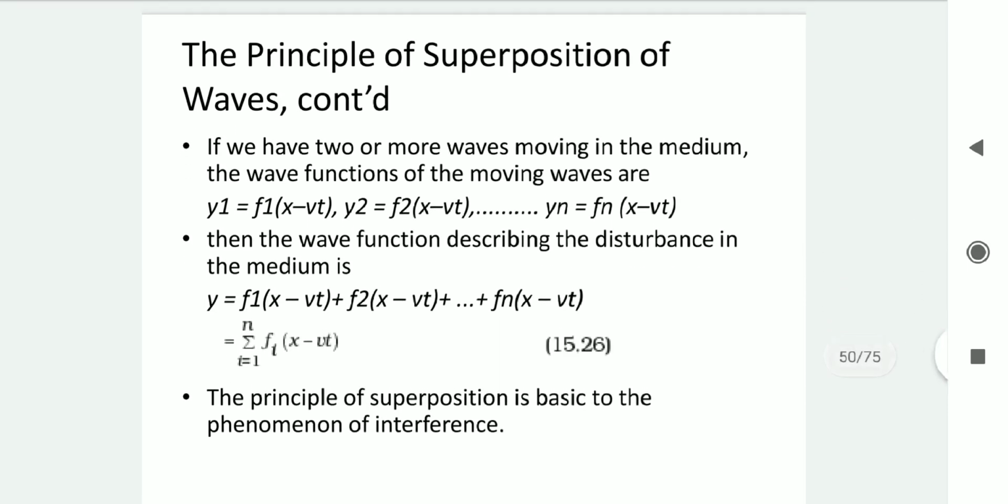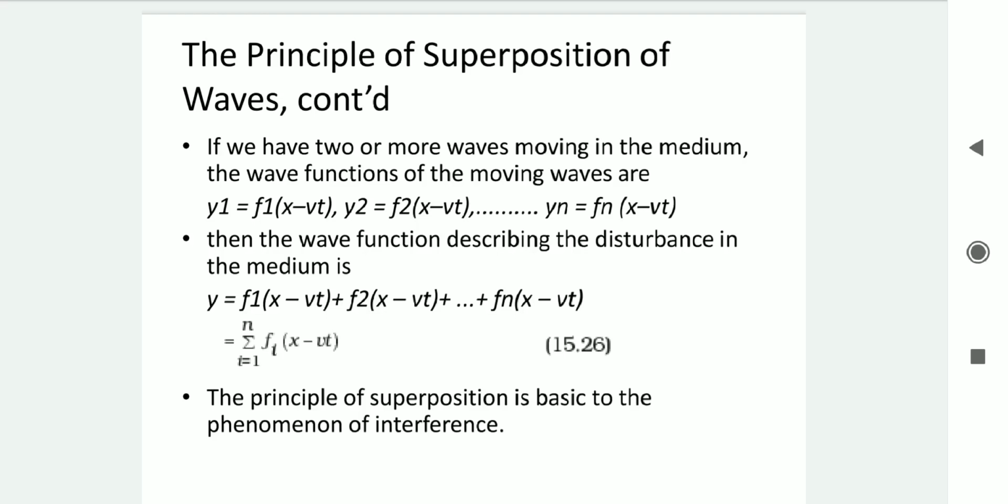y1 equal to f1(x minus vt), y2 equal to f2(x minus vt), and so on for n number of waves. Then the wave function describing the disturbance in the medium is y equal to the summation of all the waves at the same time, that is, the sum from i equal to 1 to n of fi(x minus vt). This gives the superposition on the basis of interference.